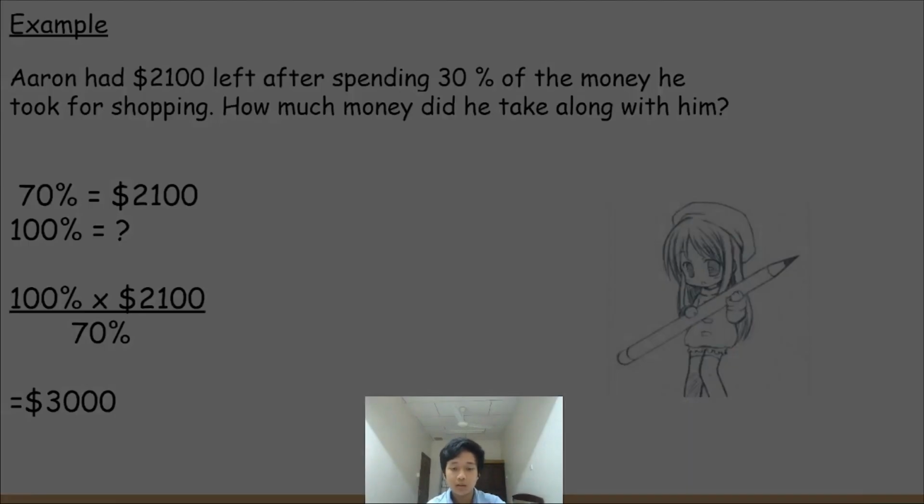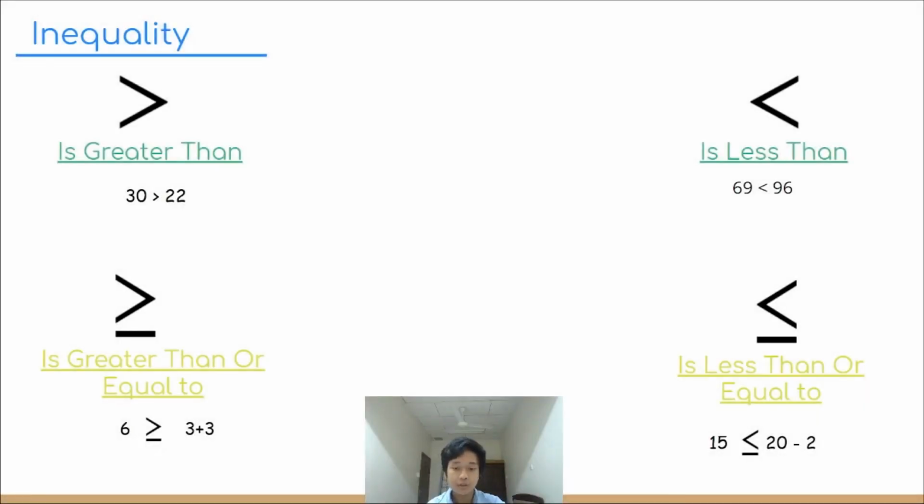Next up, inequality. Here are 4 symbols of inequality. First, this symbol is the greater than symbol. This symbol means the number that is after this symbol is smaller than the number that is in front of the symbol. And here you can see an example.